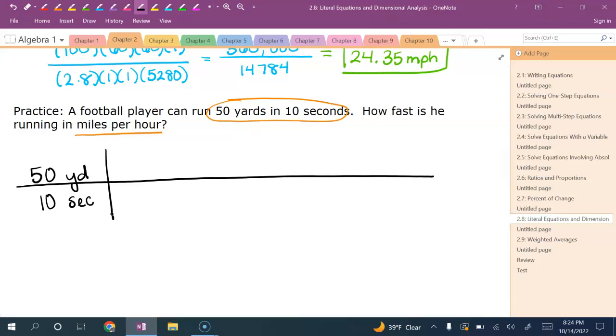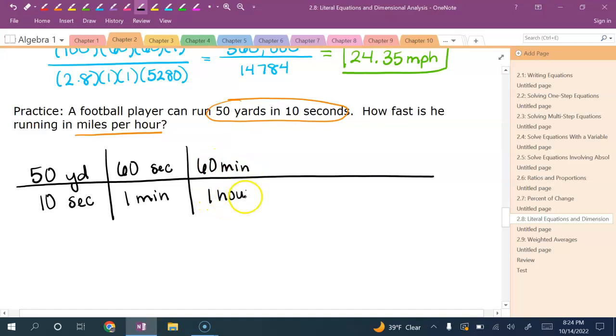So for this problem, I would have started again maybe with time. Very similar to that last problem, I start by doing 60 seconds over 1 minute, 60 minutes over 1 hour. Now for my yards, I need to go yards to feet first before I can go to miles. So up in that first example I showed you guys, we talked about how there are 3 feet in 1 yard. And then for your feet to miles, there's 5,280 feet in every 1 mile.